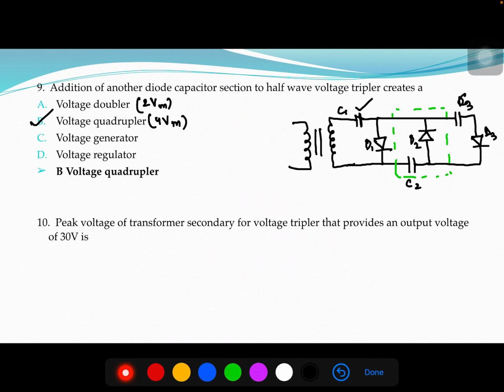The next question is: peak voltage of transformer secondary for a voltage tripler that provides an output voltage of 30 volt. As it is a tripler, it will give you triple the value of the input peak voltage. You are being given the output, so just divide by 3, and the answer will be 10.